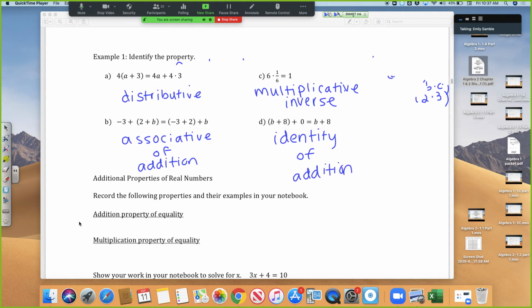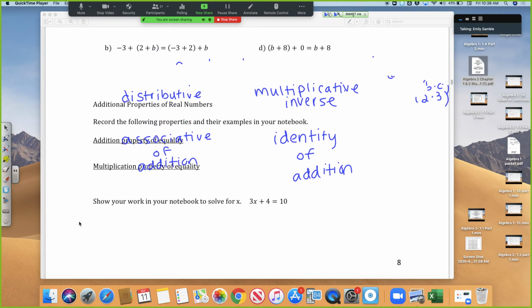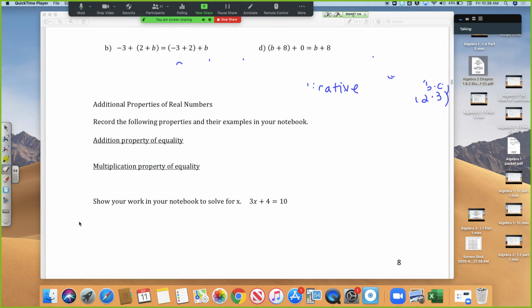Okay, so when you're labeling these properties, the words are pretty long for all of them, so if you wanted to abbreviate, that's fine. As long as you understand your own abbreviation, that works for me. And then the last couple of properties we have before we are done with the properties for today are the addition property of equality and the multiplication property of equality. All right, so that sounds super fancy, but basically, all that means is whatever you do to one side, you do to the other for addition. And then for multiplication, same thing.